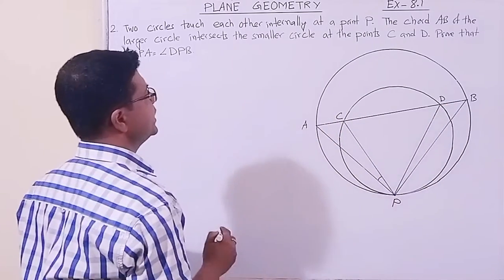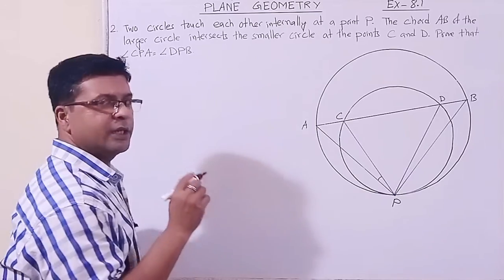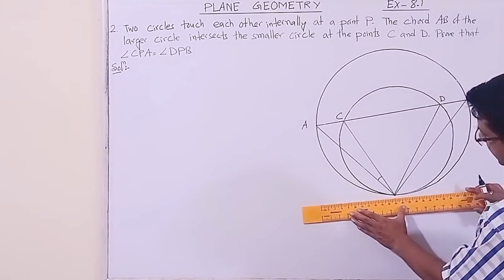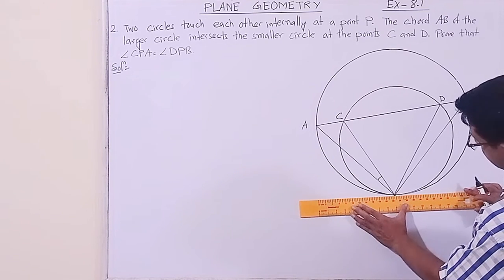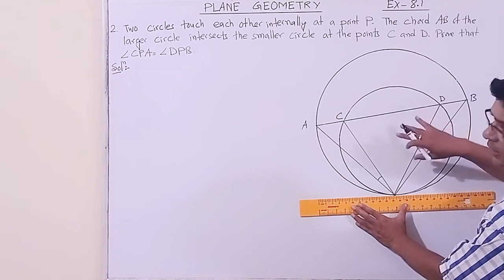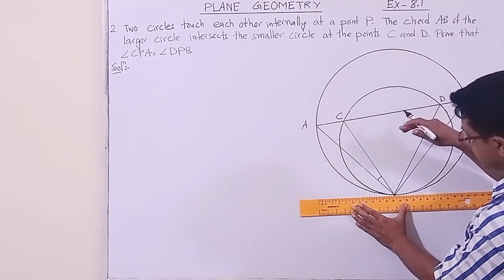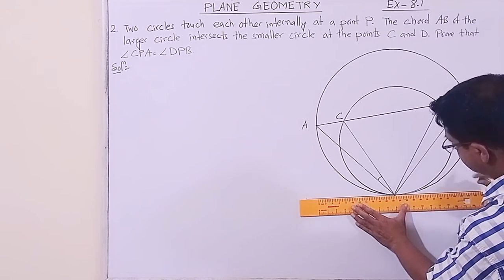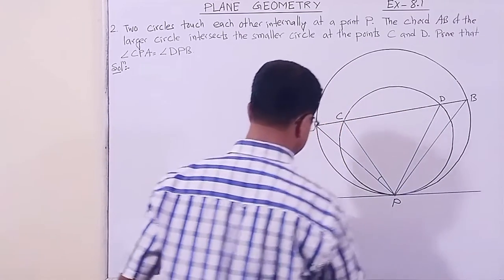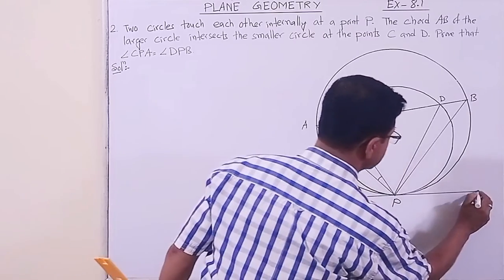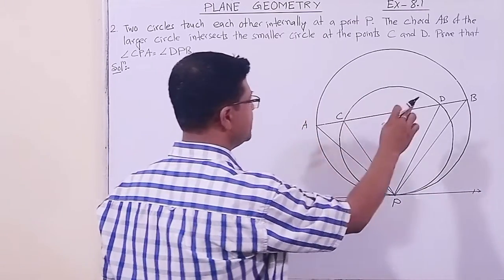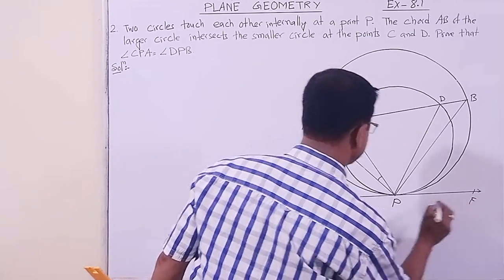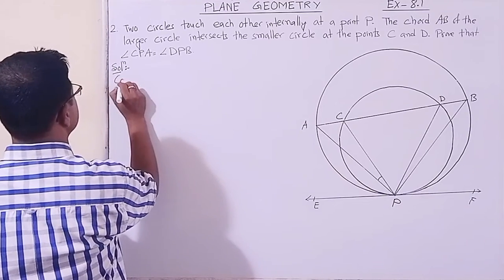Okay, DPP. Now to prove this, we need a construction again. What we'll do in the construction, through the point P, let us draw a common tangent. That is, this tangent is for both the smaller circle as well as the larger circle. Okay, we have drawn a common tangent. We have to choose alphabets which we have not used. Here we have used A, B, C, D, P. Then let us mark E and F. Okay, this is F.